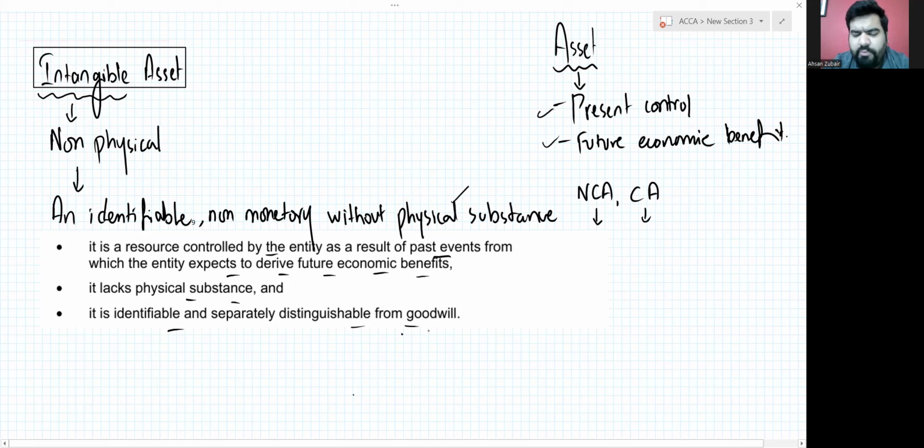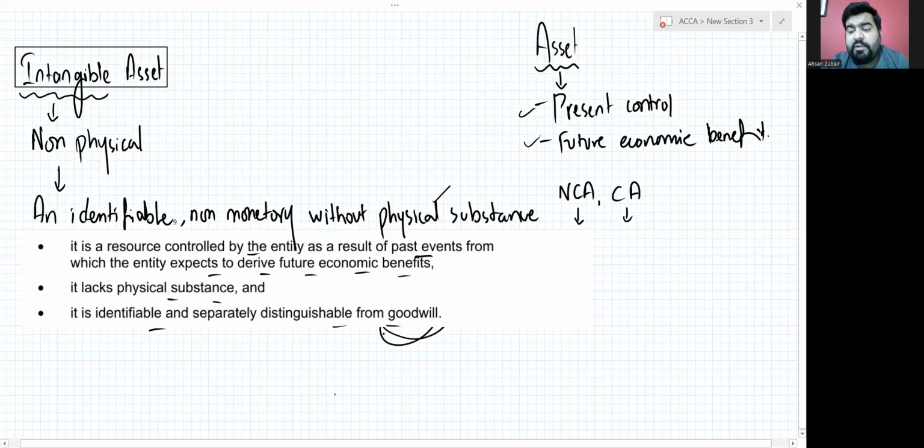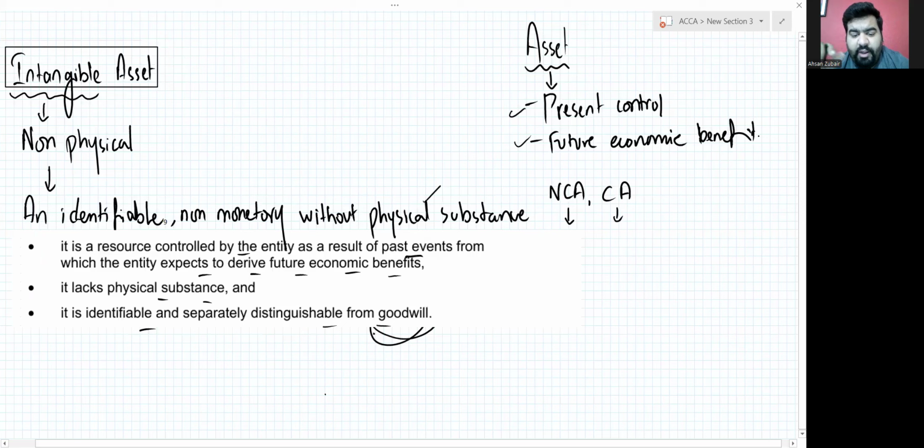Basically, the point of goodwill we will discuss just in a while. But you have to understand one point here, that it is identifiable and separately distinguishable. For example, if I tell you that there is something that has no physical substance but is properly classified under intangible asset, if we talk about the development in the business, for example.